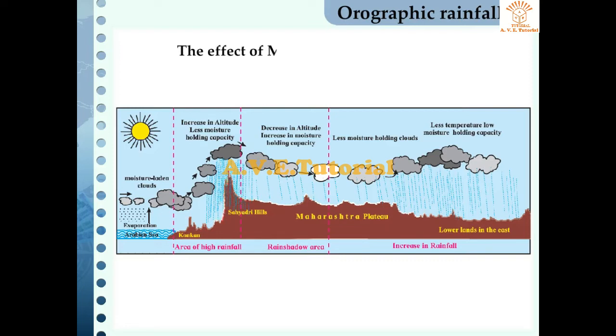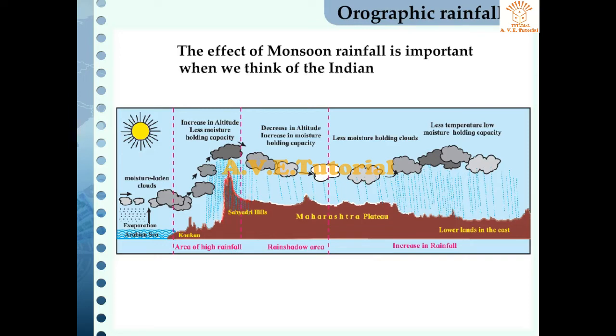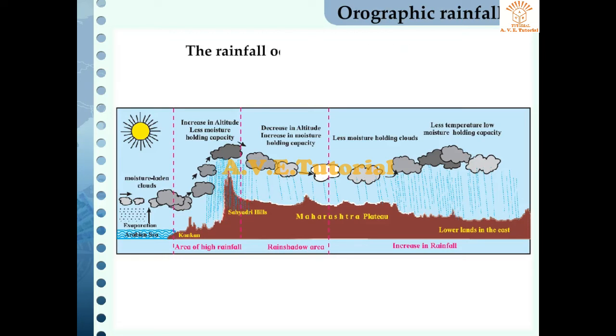The effect of monsoon rainfall is important when we think of the Indian subcontinent. We have studied this in the previous standard. The rainfall occurring in India because of these winds is orographic type rainfall.